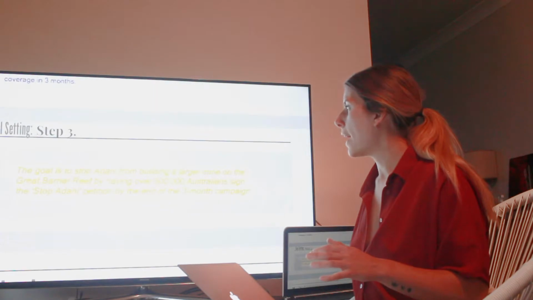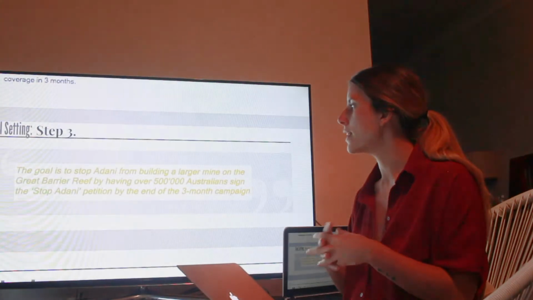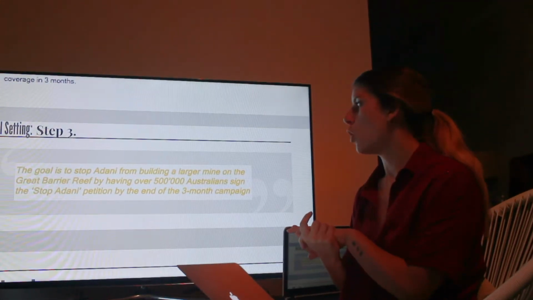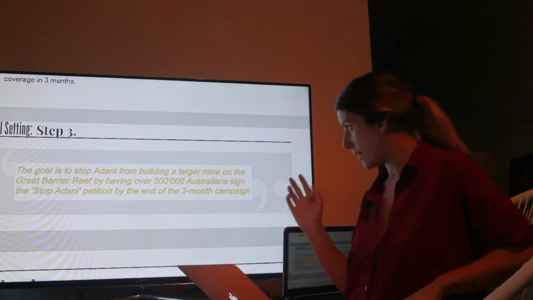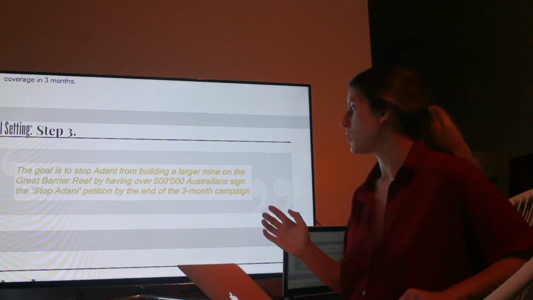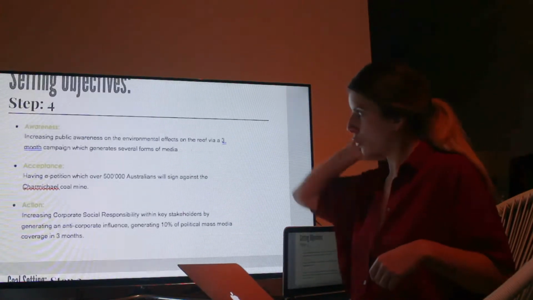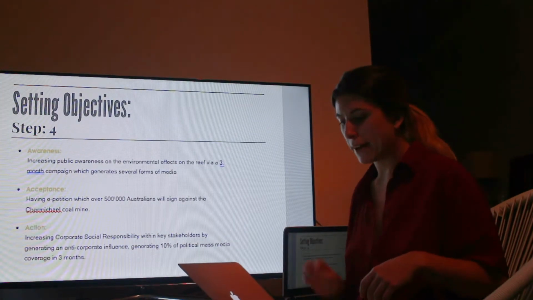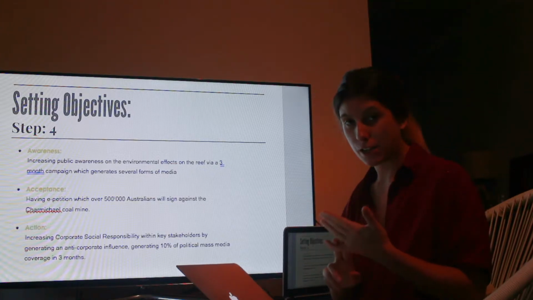So moving on, our goal setting, which is step 3 of the 9-step process, is to stop Adani from building a larger coal mine on the Great Barrier Reef by having 500,000 signatures on the e-petition by the end of a 3-month campaign. So our way of moving through this moves on to step 4, and that will speak about our 3 objectives. Now I've gone for an awareness, an acceptance, and an action objective.